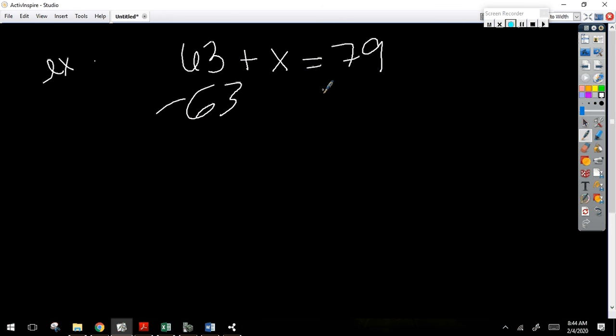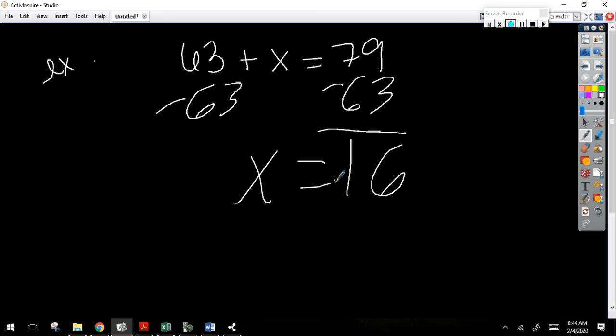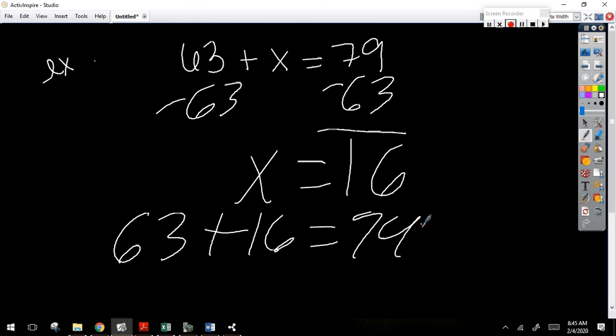All right, CJ is subtracting 63 from both sides. Make sure you get on both sides of the equal sign there. All right, so on the right side, he's got 16. On the left side, he still has x. Perfect, but he needs to check it. So does that check, is 63 plus 16 equal to 79? Yes, it absolutely is. Thank you, CJ.